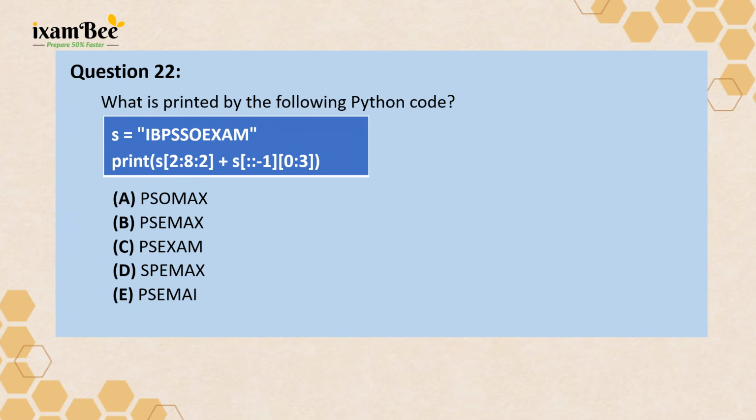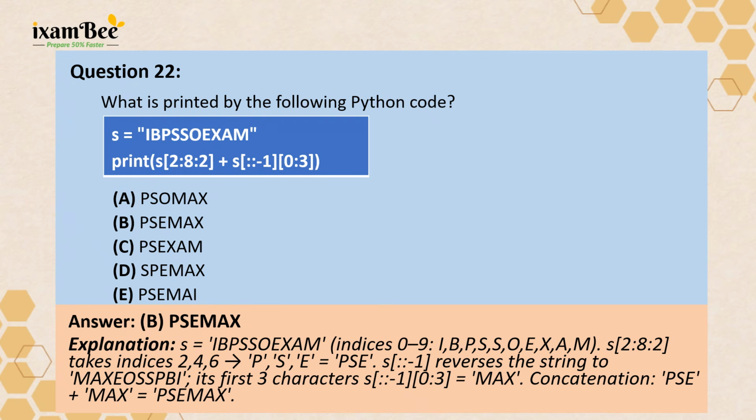Now for the second part, S reversed, which is S[::-1], flips the whole string to "maxe OS SPBI". Taking the first three characters of that reversed string, indices 0 to 2, gives us "max". Concatenating the two pieces, "PSE" plus "max" gives us "PSEmax". Hence, here the answer is option B, which is PSEmax.